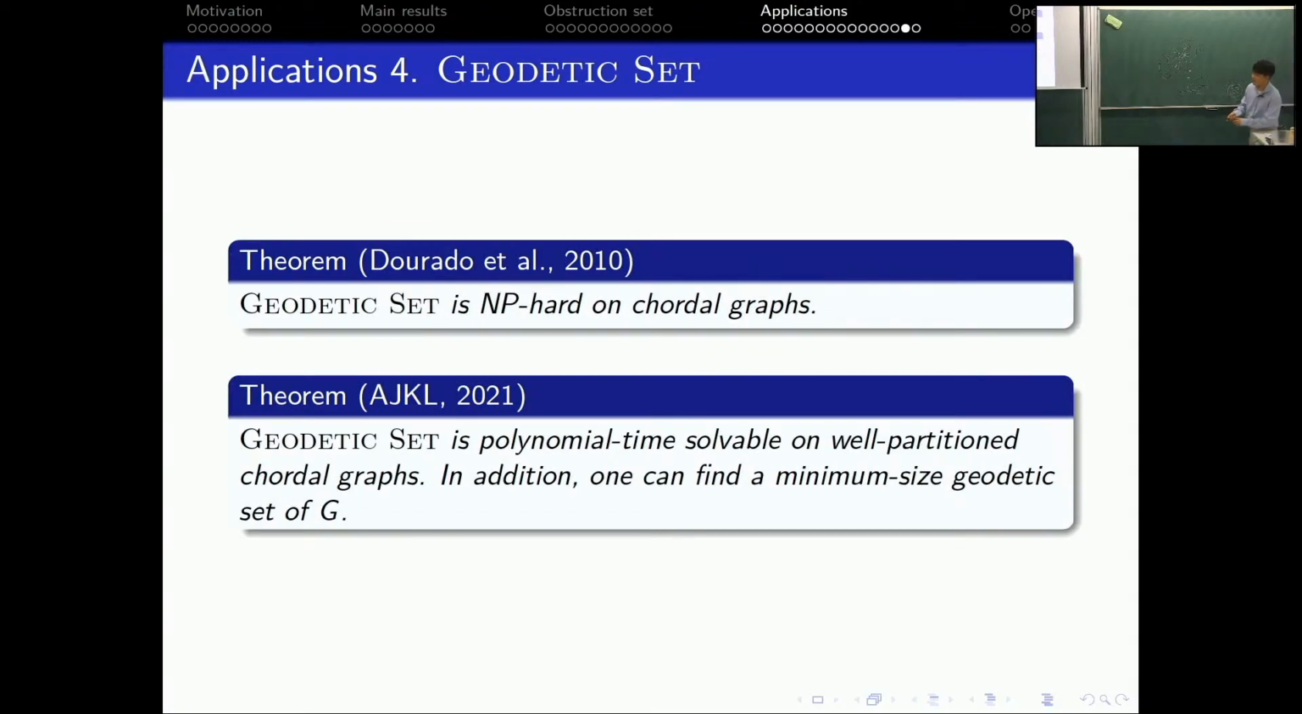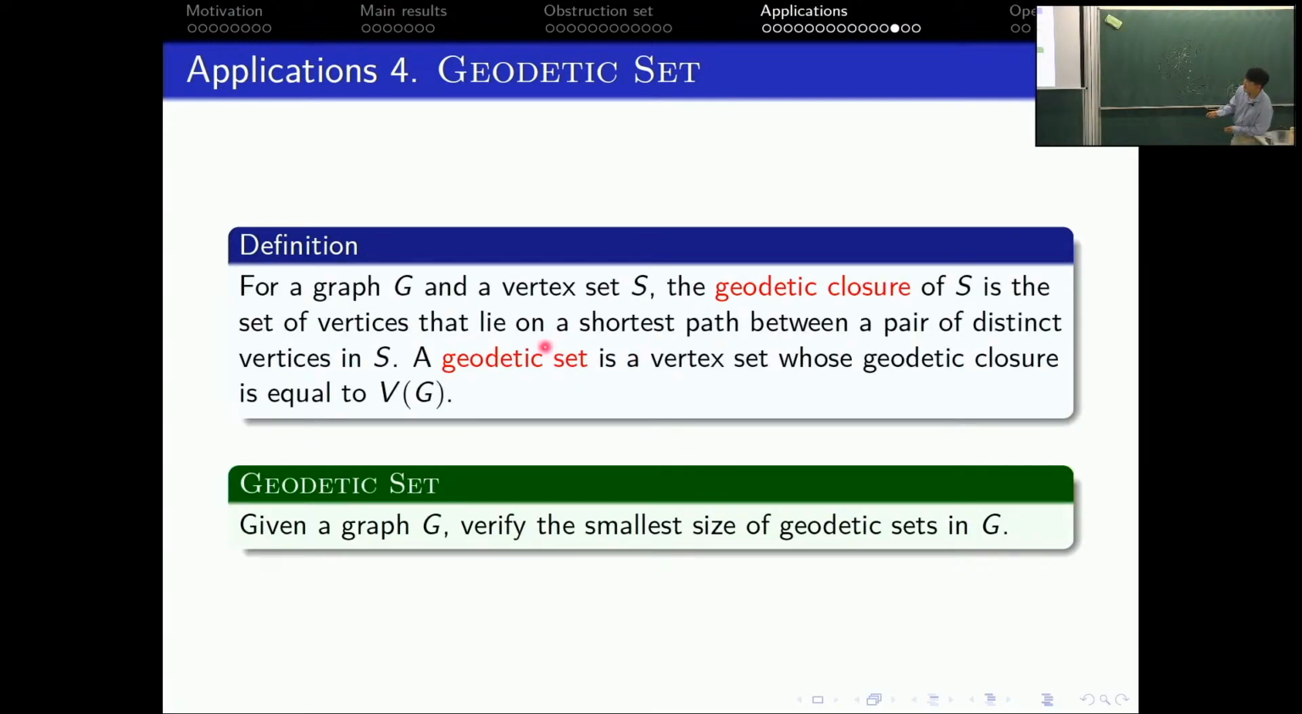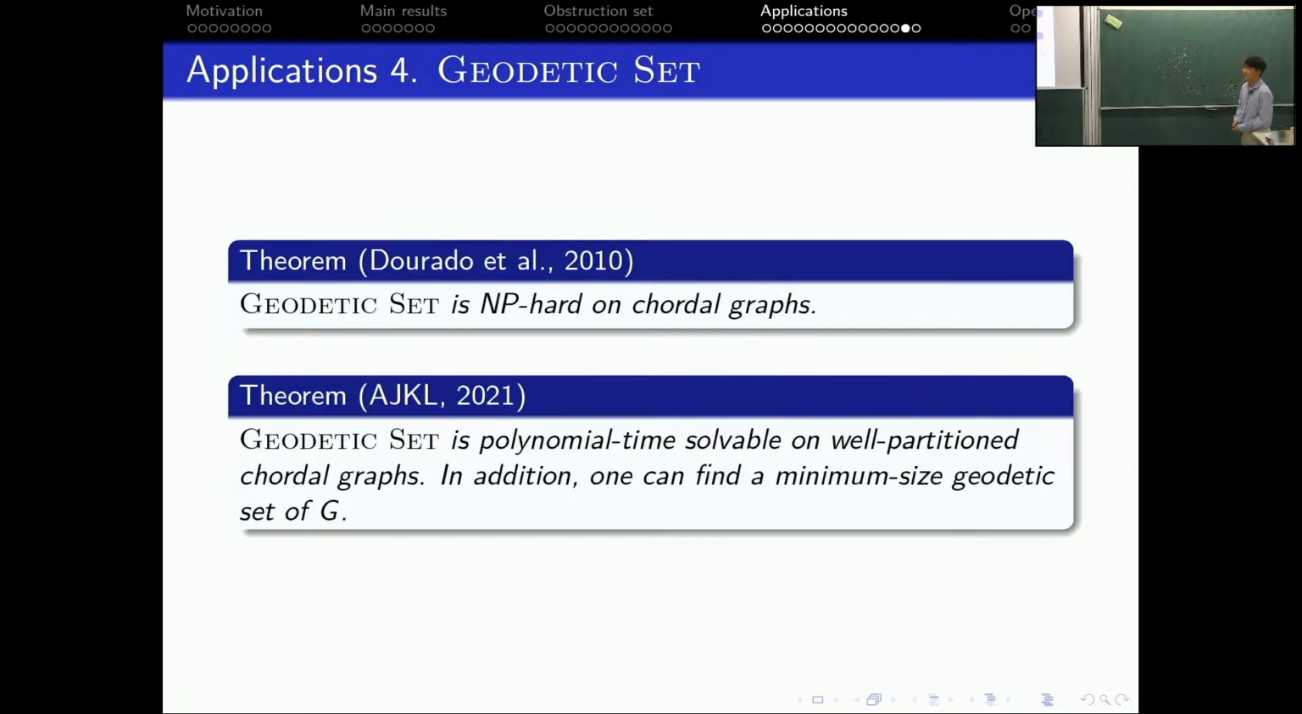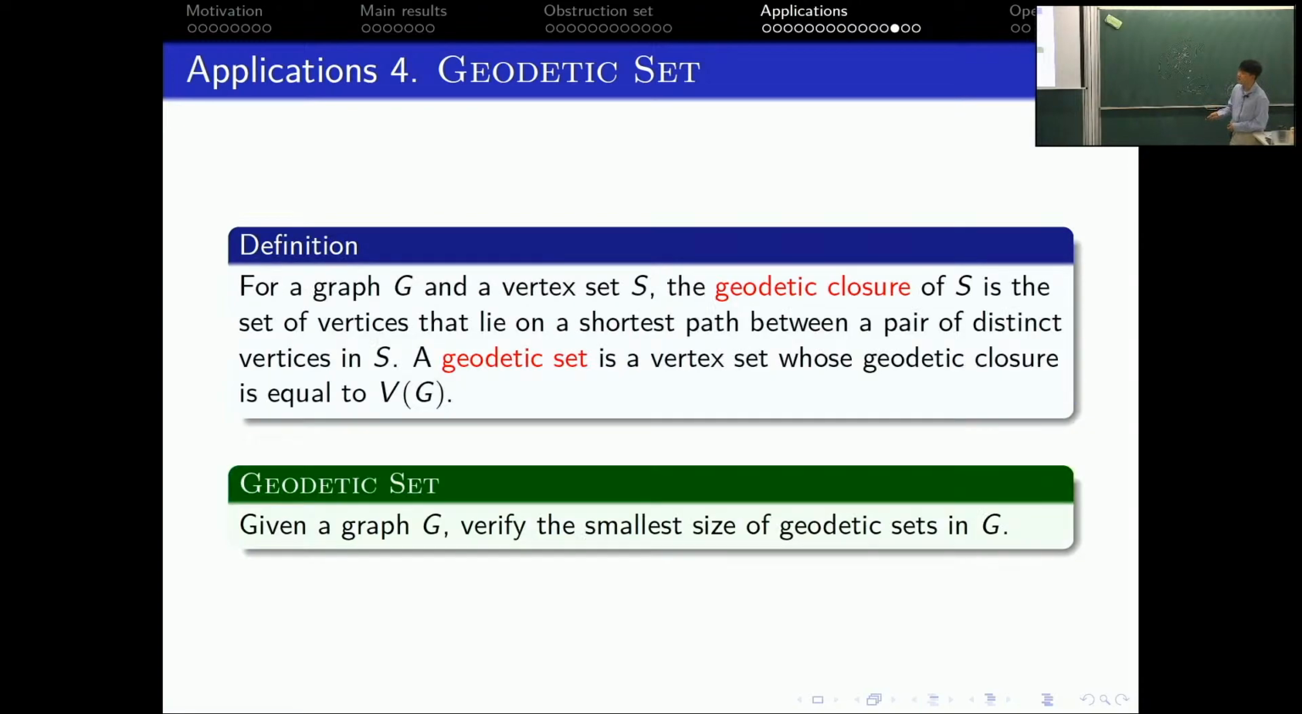Here we don't have to find the specific geodetic set. Given the set, we verify whether it's geodetic. No, just try to find the smallest size number. So to answer this question, we say some number. But our theorem actually constructs a minimum size geodetic set. So we can, of course, answer the previous problem.